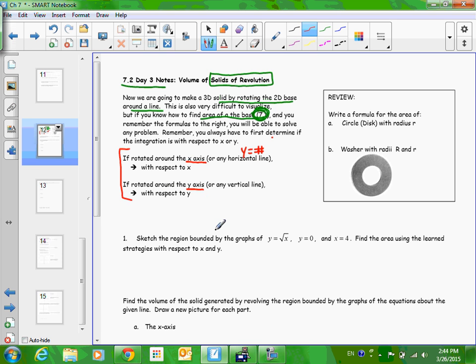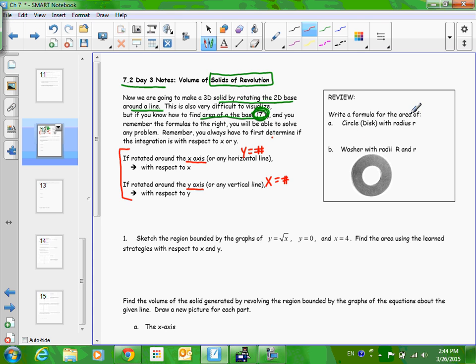Likewise, rotated around the y-axis or any vertical line, say x equals a number, that's with respect to y. You have to know this. If you get mixed up here, you have no chance of being able to do the rest of the problem. This is a very black and white rule. It's not an abstract rule. It's just black and white.